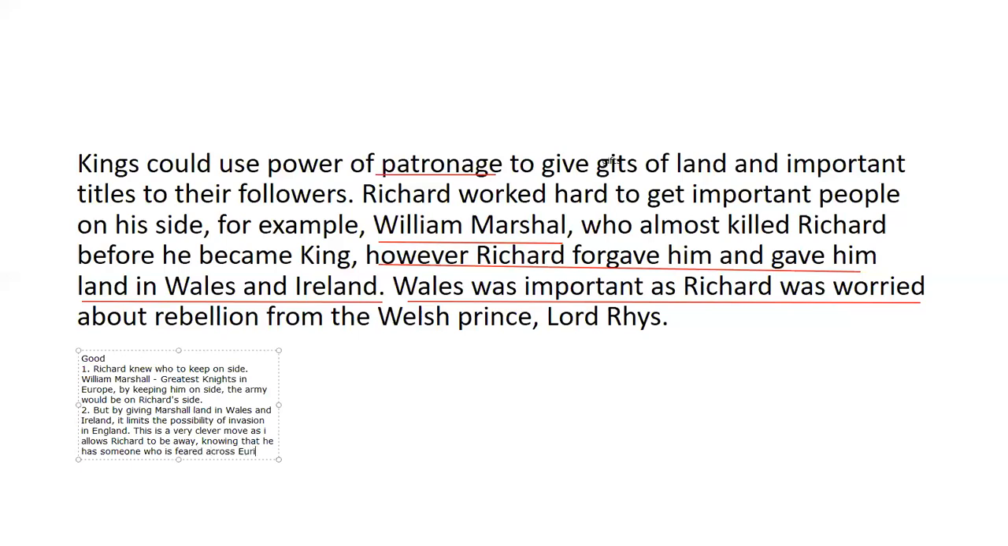William Marshall was a very intimidating individual. And the fact that William Marshall almost killed Richard, but Richard forgave him, means that William Marshall would have developed a respect for Richard that would have allowed him to go on crusade and leave the country, also work with Richard when he was in England.